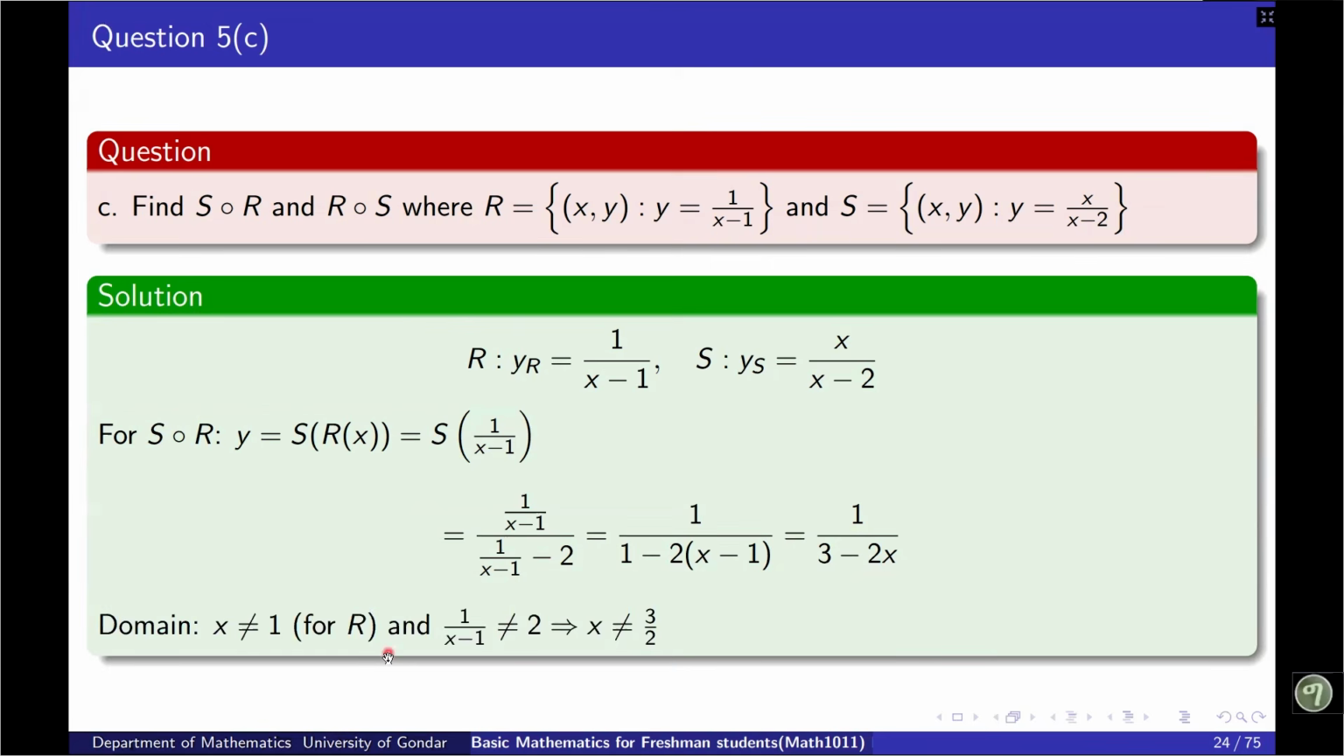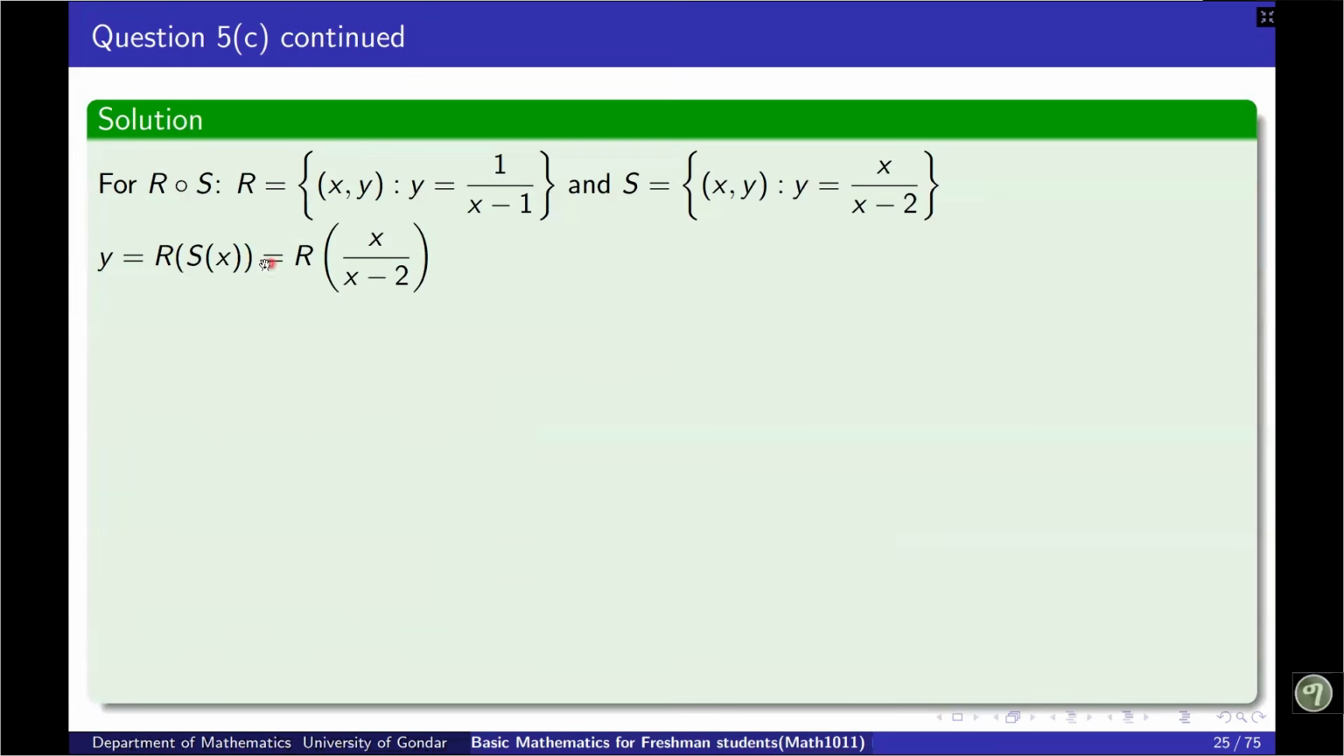Therefore, the domain of this one is x different from 1 for R, and 1 over x minus 1 different from 2, which implies x is different from 3 over 2, for the composition function, which is S composite of R.